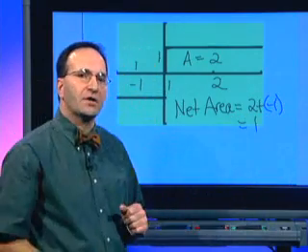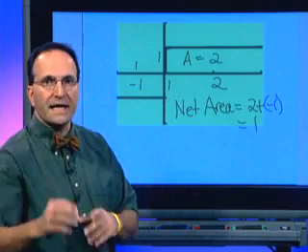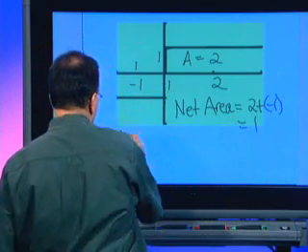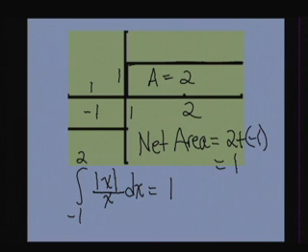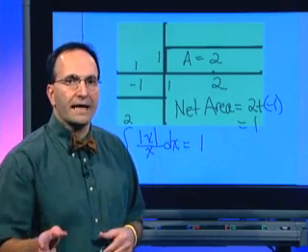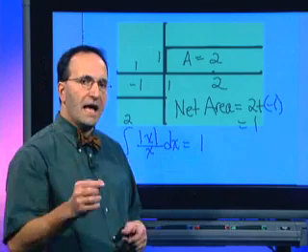How does that help us in terms of the definite integral? Once again, we can write down the definite integral from negative 1 up to 2 of the function absolute value of x over x dx is going to be equal to 1. So that's an example of where we allowed for a negative area and calculated the net area.